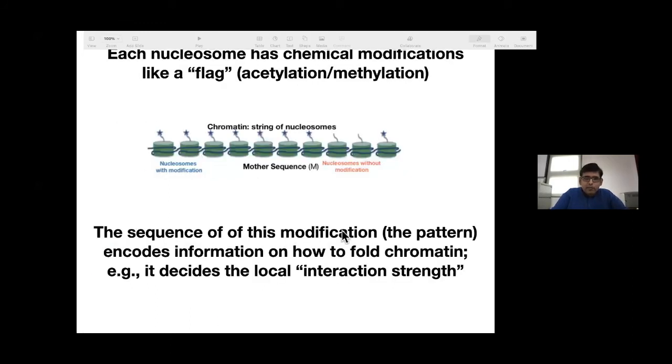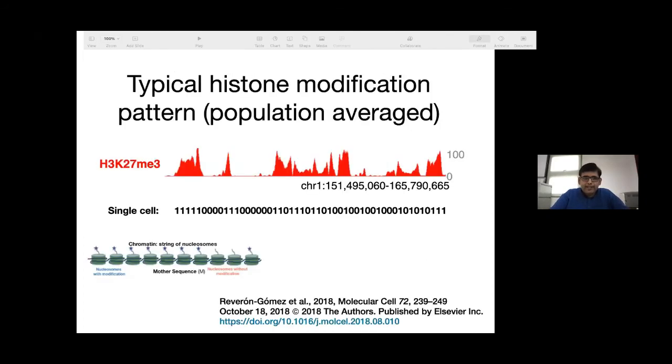And this pattern of modification encodes some information on how to fold chromatin. To be precise, this epsilon that we talked about would be decided essentially by these patterns of chemical marks, and the interactions between proteins and so on. So what is the pattern of this chemical modification along the nucleosomes, and how do you copy that information when the cell divides is an interesting question.